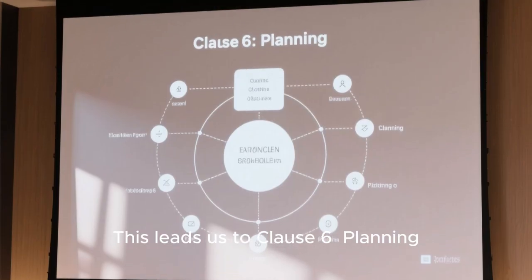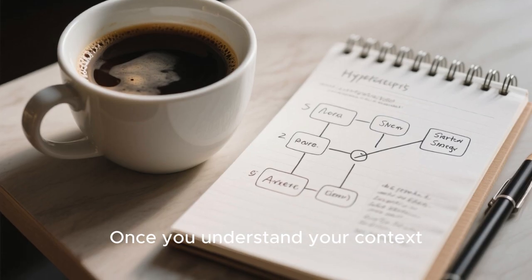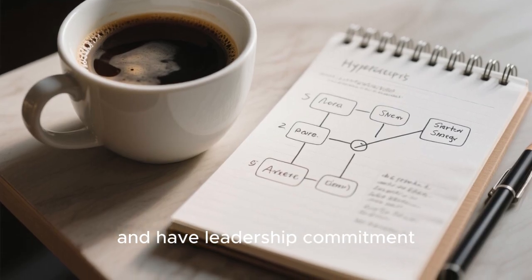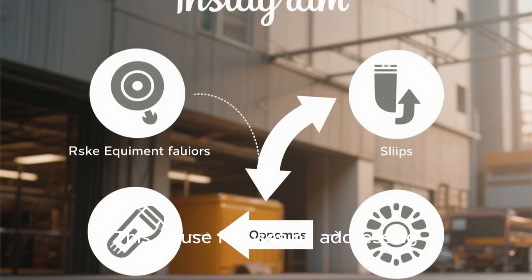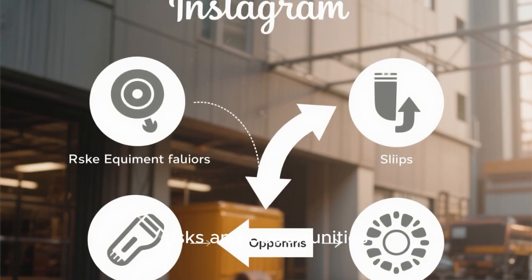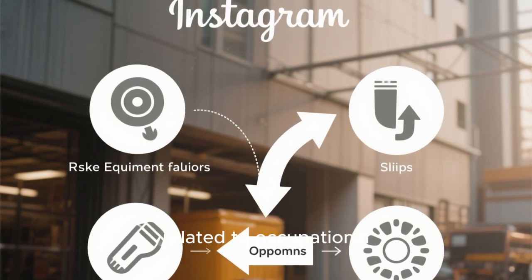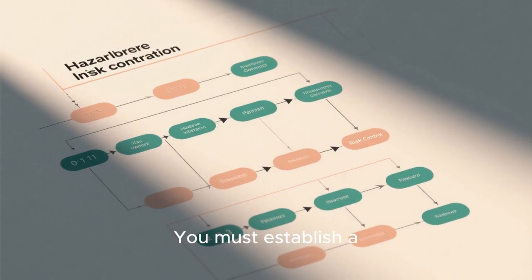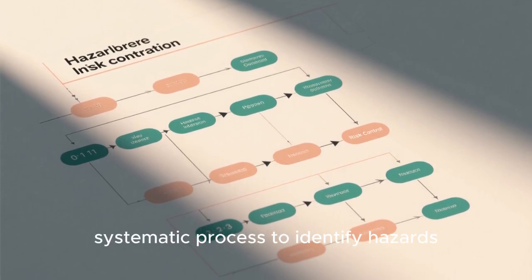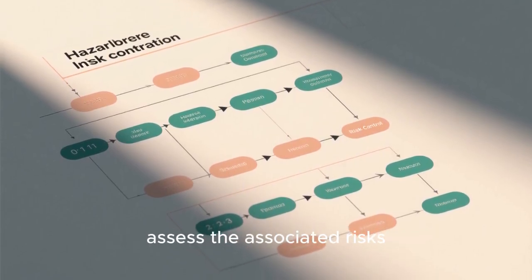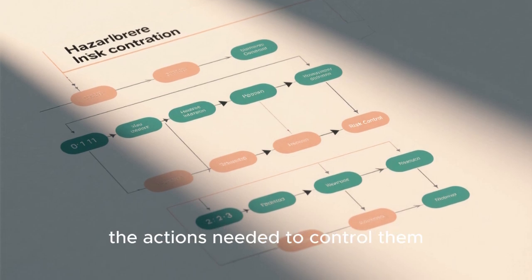This leads us to Clause 6, Planning. Once you understand your context and have leadership commitment, you need a plan. This clause focuses on addressing risks and opportunities related to occupational health and safety. You must establish a systematic process to identify hazards, assess the associated risks, and then determine the actions needed to control them.